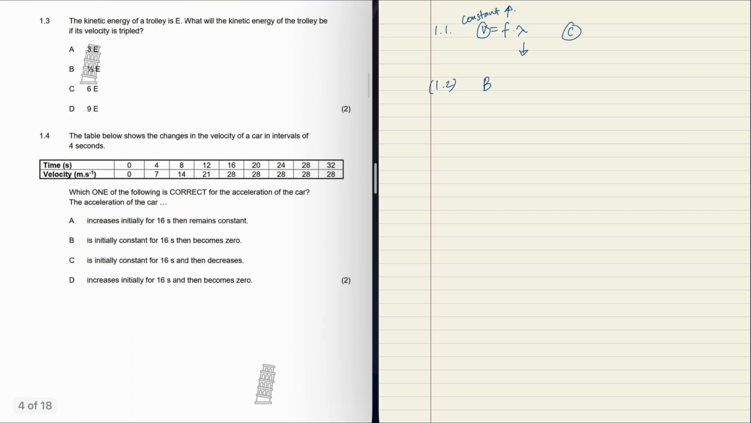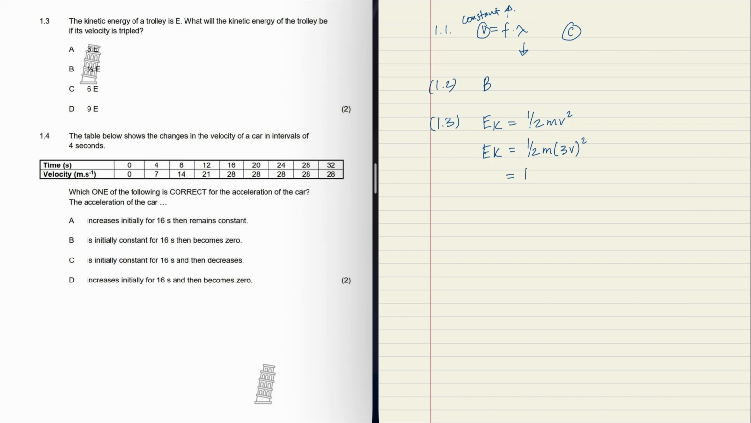Question 1.3. The kinetic energy of a trolley is E. What will the kinetic energy of the trolley be if its velocity is tripled? So the formula to calculate kinetic energy, EK, is equal to half mv squared. So if I triple the velocity, my new EK is going to be half m into 3v all squared.